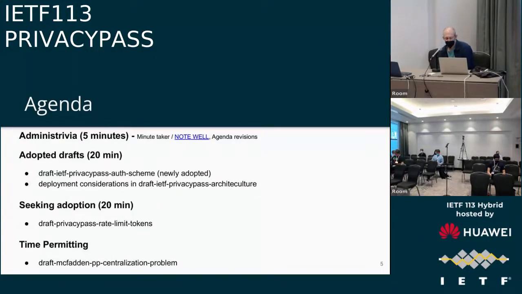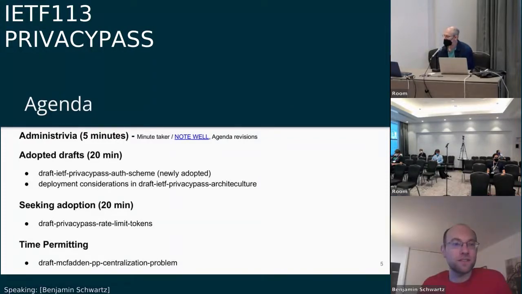All right, and then on the agenda today, we have looking at our adopted drafts and going through some of the changes that have been made there. We have a draft on rate limit tokens that we may adopt, so we'll have a presentation on that. And then if we have time, I don't know if Mark is here, but there's some updates to the centralization problem. We weren't sure if we were going to have time for that presentation, so I don't know if Mark is going to attend or not. But if he is, we can get him to give us an update. Are there any other additions or modifications to the agenda? Or Ben, did I leave anything off? Awesome, Mark is here. All right. Good. We only have 1 hour, so let's see how fast we can move.